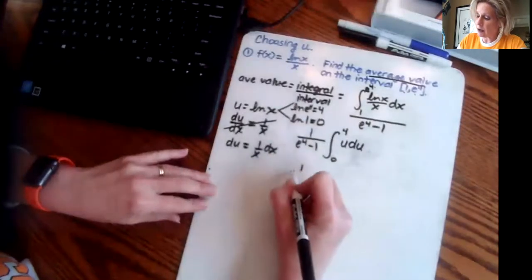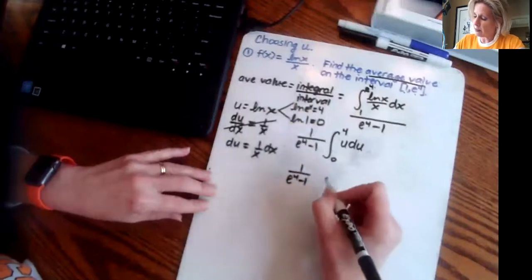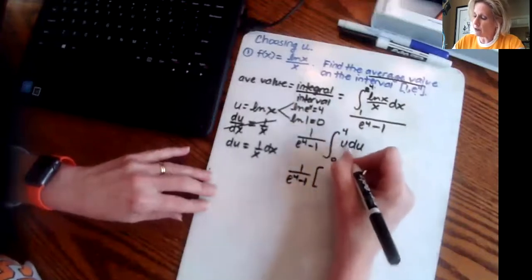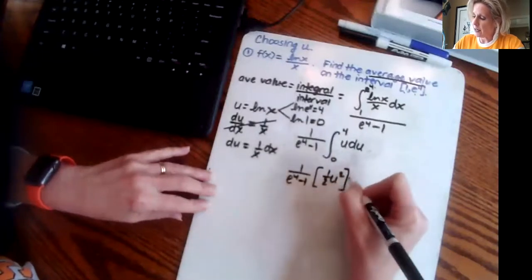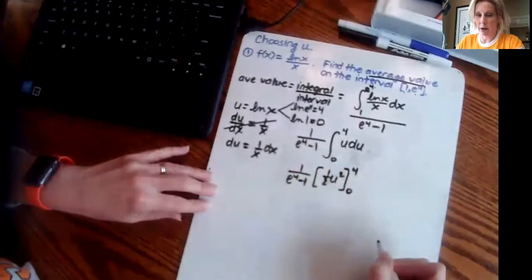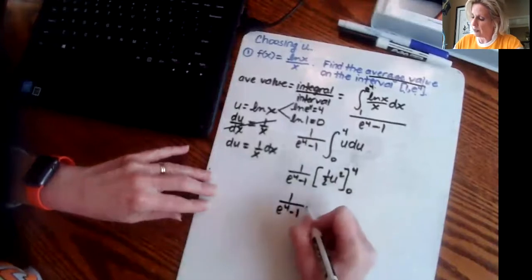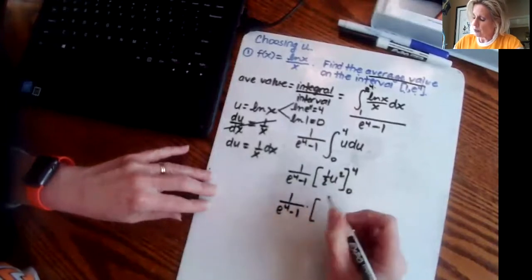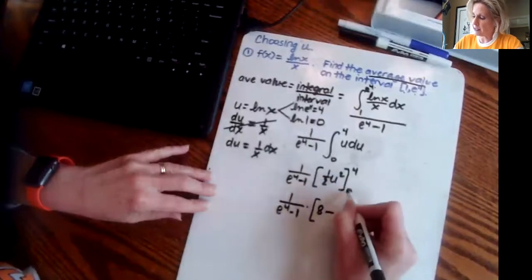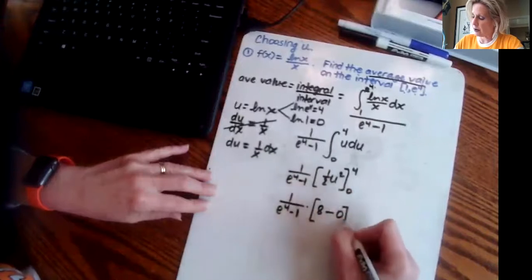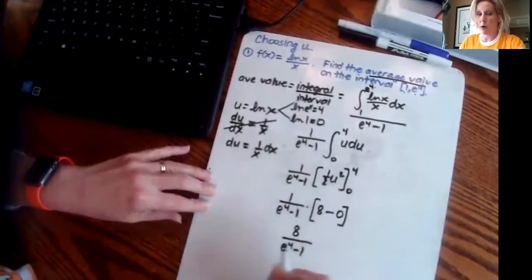Okay, now this is not going to be a difficult problem, because the antiderivative of u is 1/2 u squared, and I'm going from 0 to 4 there. So I've got my first fraction, 1 over e to the 4th minus 1, times, when I plug in 4, 4 squared is 16, half of 16 is 8. And when I plug in 0, half of 0 squared is just 0. So I'm going to wind up with 8 over e to the 4th minus 1.